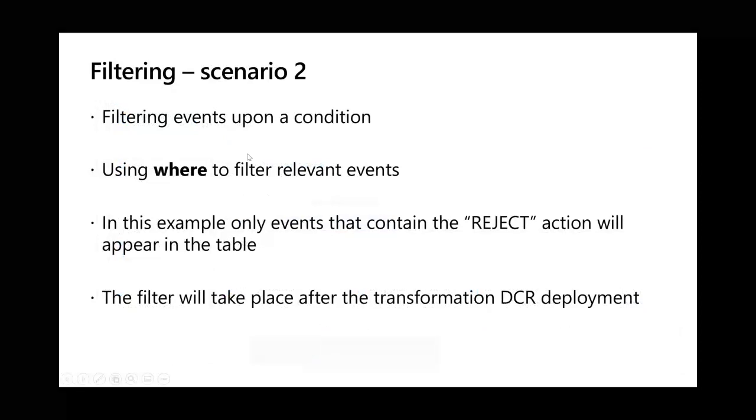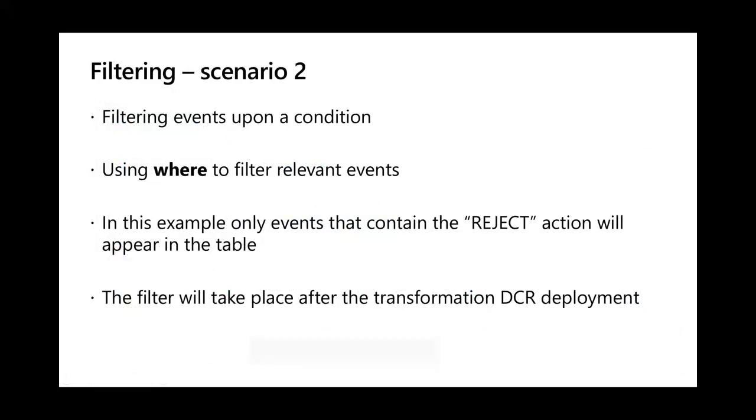Moving to the next scenario, which is also about filtering, but now we want to filter upon values in certain columns. In that example, we want to filter all the actions in the VPC flow log table that do not contain the value reject, meaning we want to see only the reject actions, so to say, in the table. We're going to use the where statement.